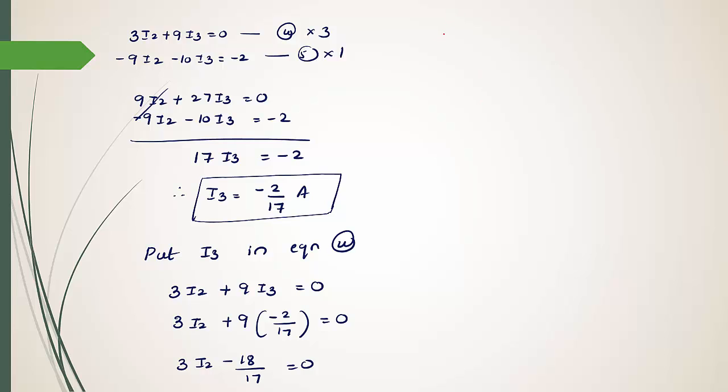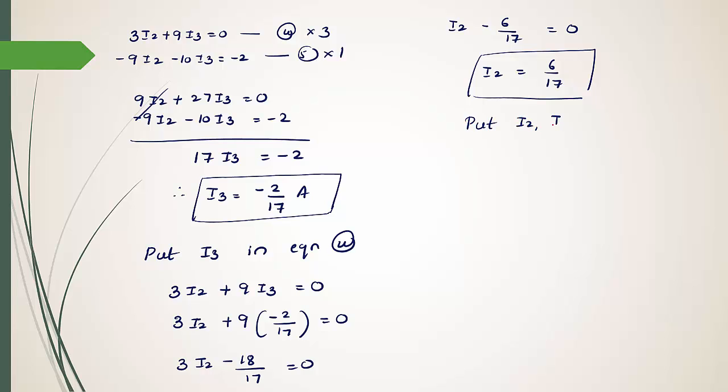Or we can take 3 as common here. So I am going to write I2 minus 6, 3 6s are 18, minus 6 by 17 equal to 0, or I2 equal to 6 divided by 17. Now we got the value of I2. Now we want I1 value. So let us put I2, I3 in equation number 1. What is equation 1? 2I1 plus I3 minus I2 is equal to 0.